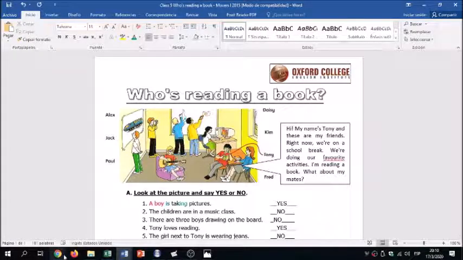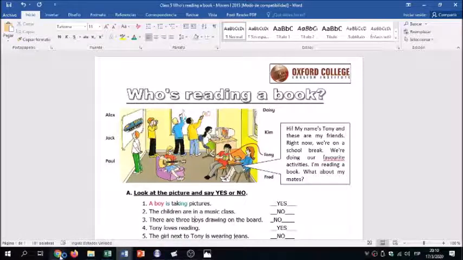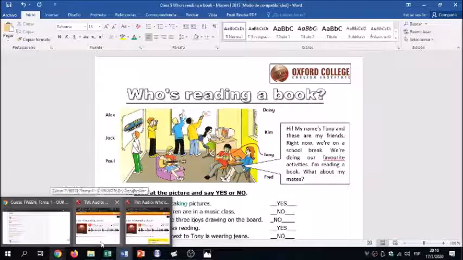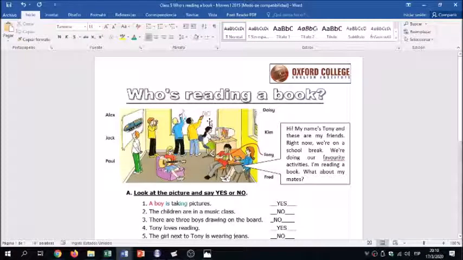Okay. Could you complete it? ¿Pudieron completar? Okay, don't worry if you couldn't. No se preocupen si no pudieron, porque lo voy a reproducir una vez más. B. At school. Look at the picture. Listen and look. There is one example.